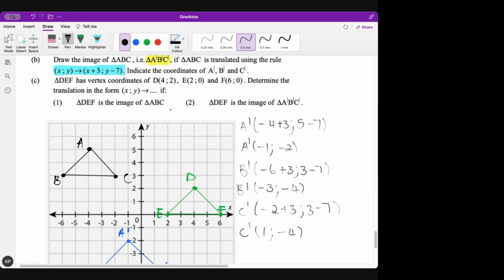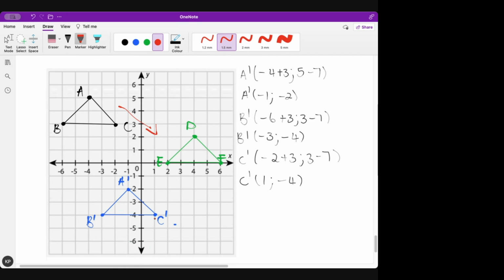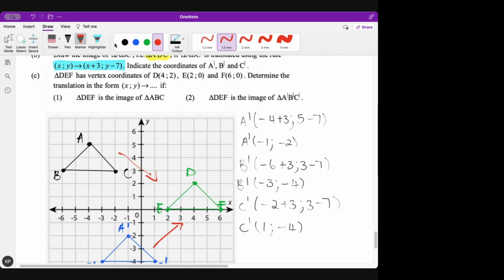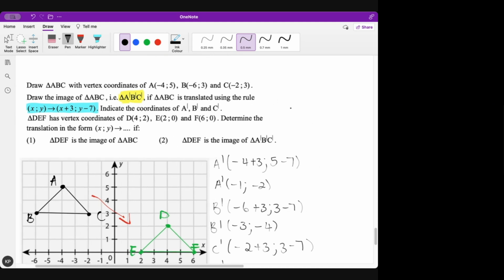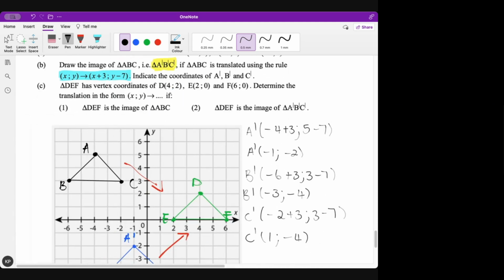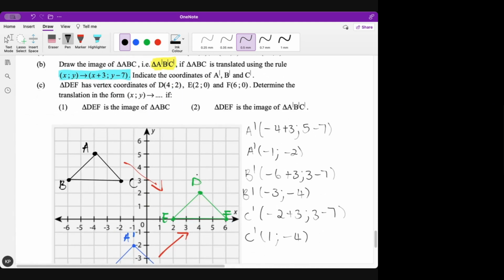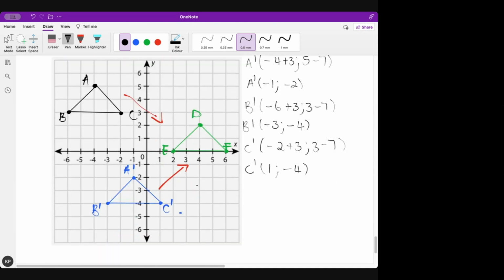Determine the translation in the following form. There are two conditions here, right? We need to find the general rule if DEF is the image of ABC. So if this was moved there, we need to find the general rule. And then again, if this was moved there. So we have two things we're working out here. Let's start with DEF and ABC.